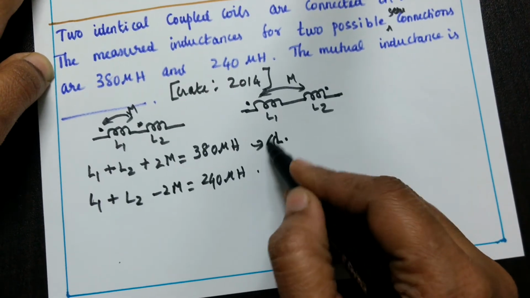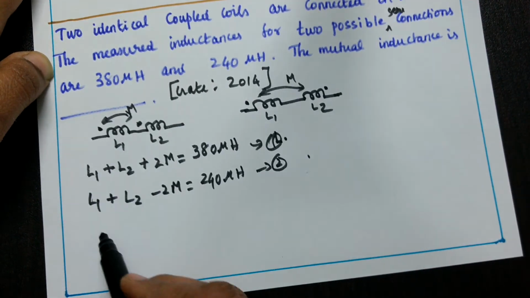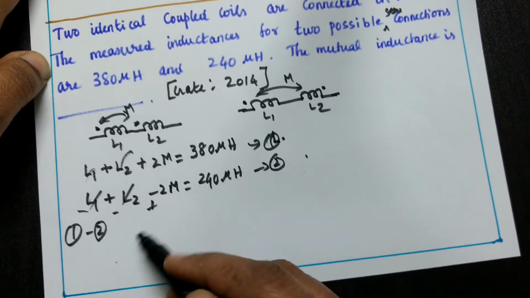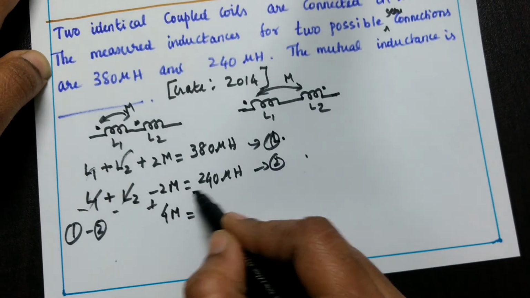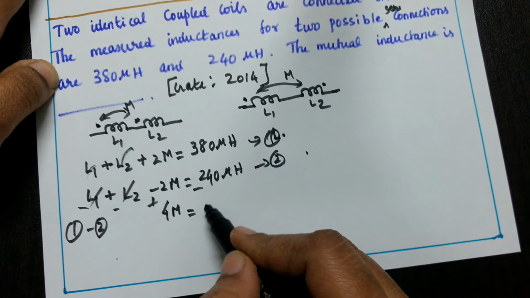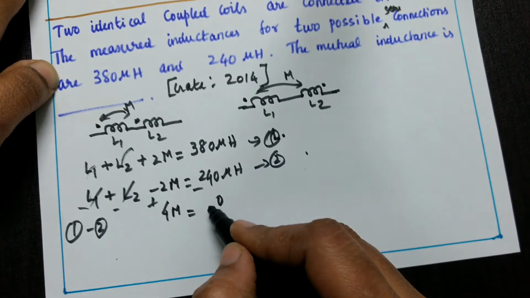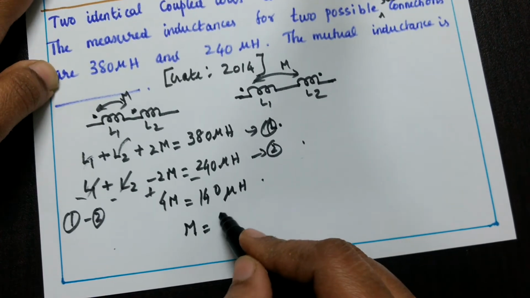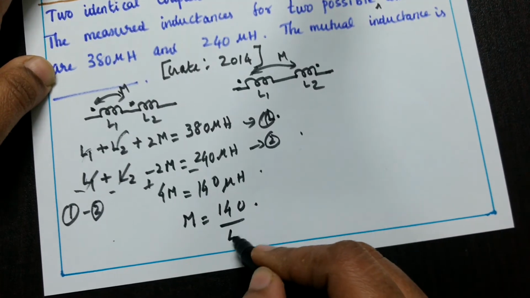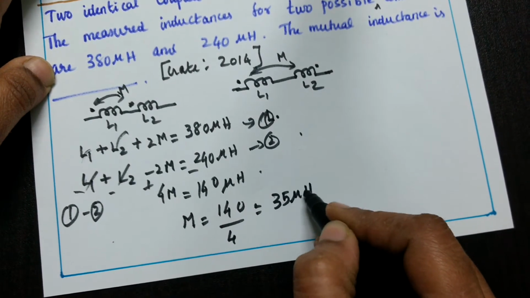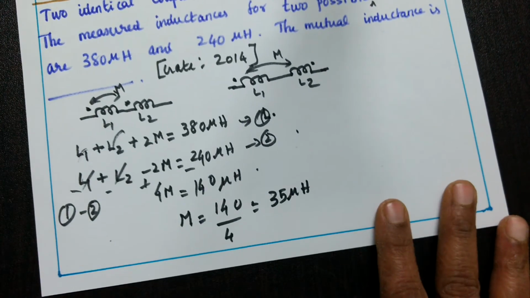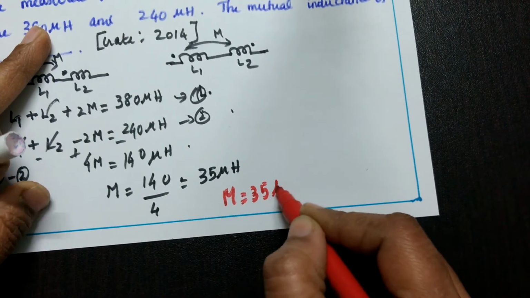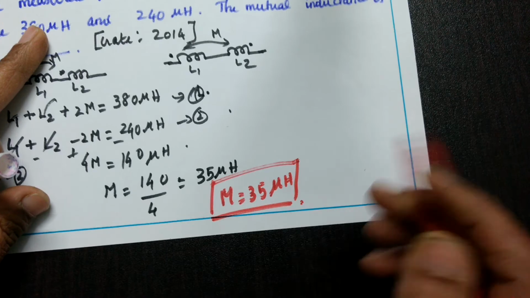Now this is taken as the first equation and this as the second equation. Subtracting the second from the first, L1 plus L2 will get cancelled, and we get 4M equal to 380 minus 240, that is 140 microhenry. So M equal to 140 by 4, that is equal to 35 microhenry. So the answer is 35 microhenry. We found the mutual inductance for the given question. This is the second problem.